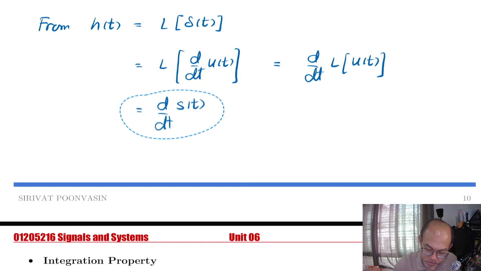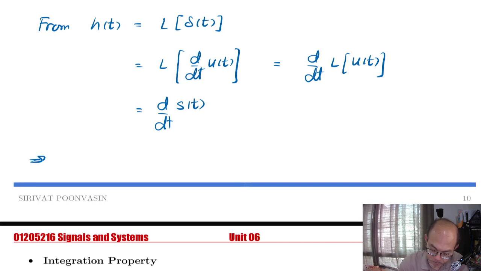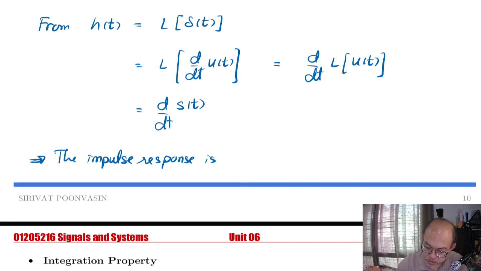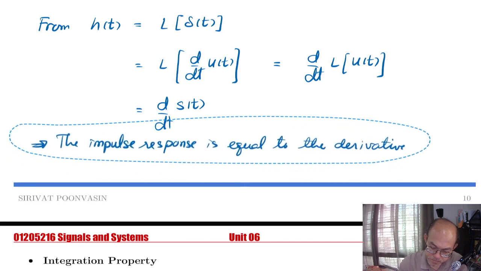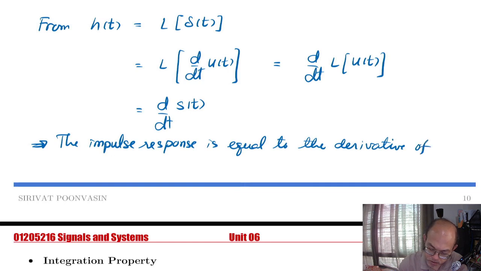So here we have that the impulse response can be found by taking the first derivative of the step response with respect to time. The impulse response is equal to the derivative of the step response with respect to time.